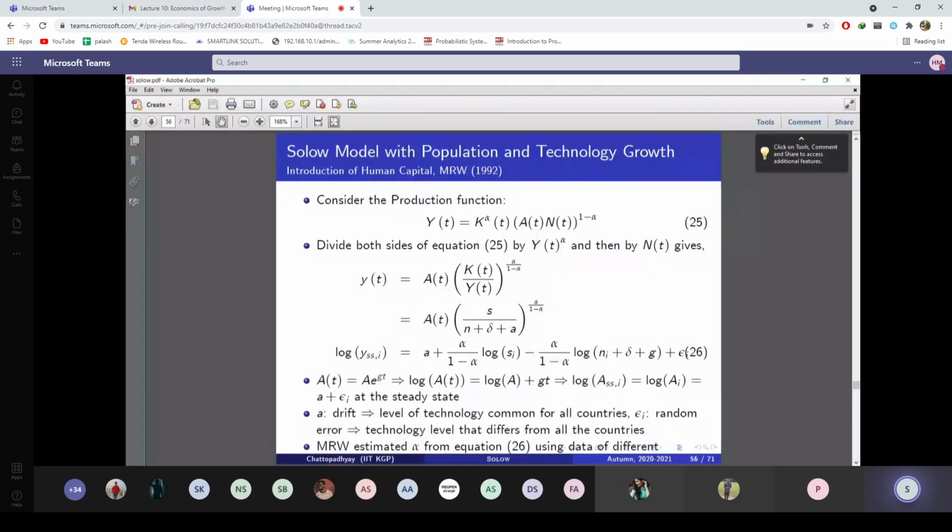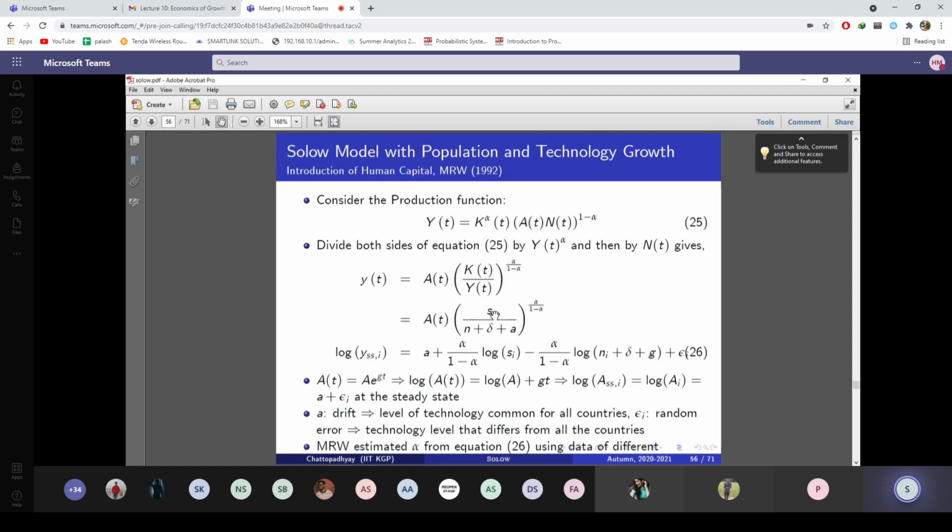I'm not going to go into detail, but this particular paper is a very interesting, very famous paper, Mankiw, Romer and Weil, 1992. They estimated this equation number 26. So they have taken the logarithm of this equation, small y_t equals capital Y_t, s divided by n plus delta plus g, to the power alpha divided by 1 minus alpha. Taken logarithm both sides. They have allowed country specific savings and country specific population growth rate.